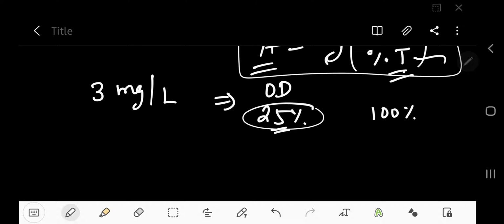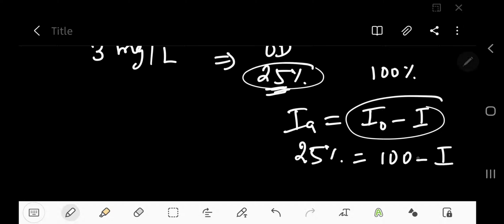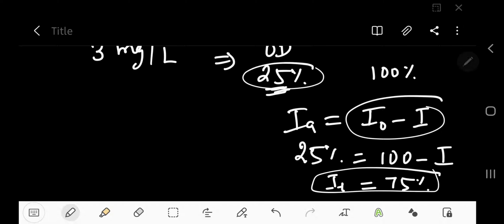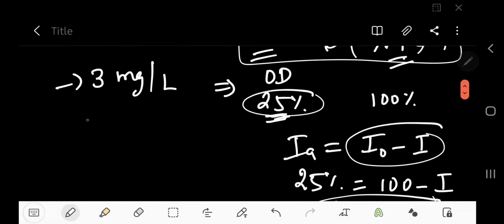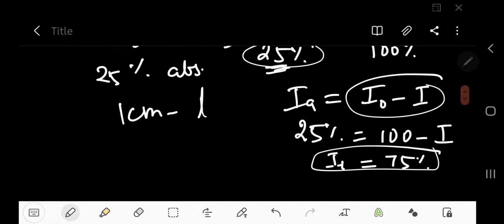But here the absorption is mentioned. The absorption can be calculated from the intensity of incident and the intensity of transmitted light. Intensity of incident light minus intensity of transmitted light will give you the absorbed radiation. So the intensity of absorbed light, 25%, is equal to 100 minus I, so that I can be calculated as 75%. So the intensity of transmitted light is 75%. This is how we can calculate. Here 3 mg per liter is the concentration, 25% is the absorption, and 1 centimeter is the thickness of the medium.